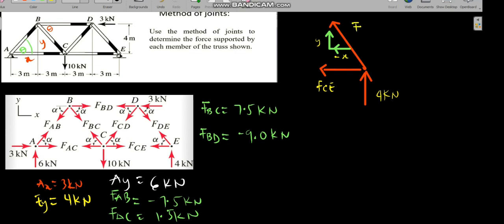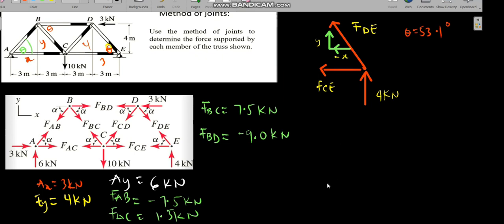Okay, by looking at FDE, you see that it makes an angle of 53.1 degrees. That's the angle here. That's the angle here. Okay, that's also about 53.1 degrees. When you take this side to be 4 and this side to be 3, and you take the tan inverse of this angle, you get theta to be equal to 53.1 degrees.